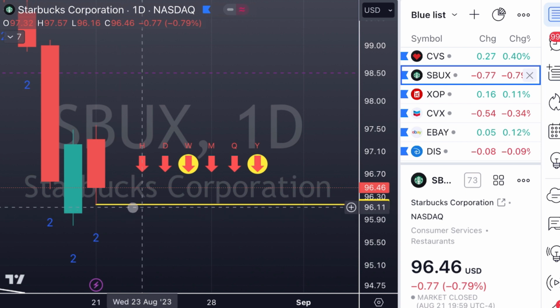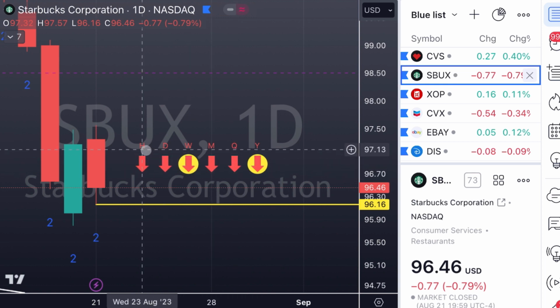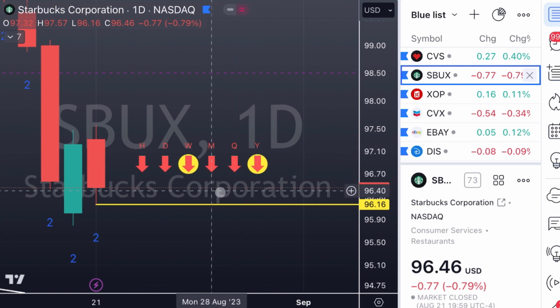One thing we have in our favor here is what I mentioned earlier, time frame continuity. These arrows are telling me that on every single one of these time frames, the hourly, the daily, the weekly, the monthly, the quarterly, and the yearly, there's sellers everywhere on Starbucks. Okay, so that gives me, again, a higher probability, a higher chance that this is going to trend down.